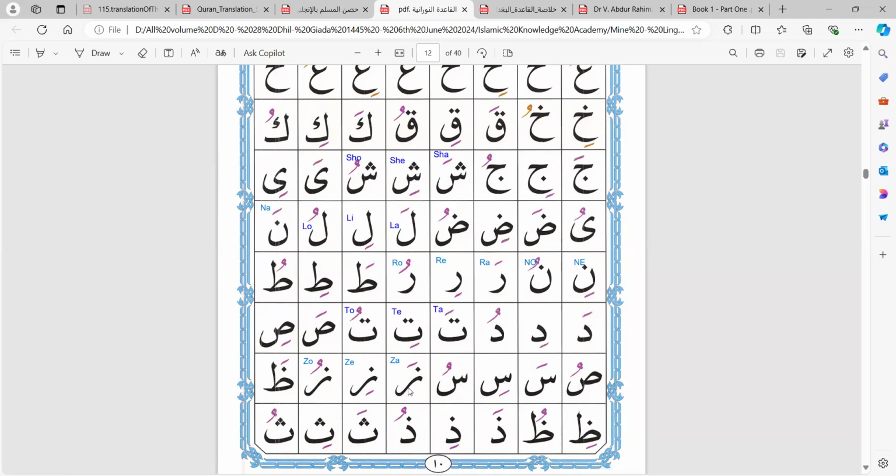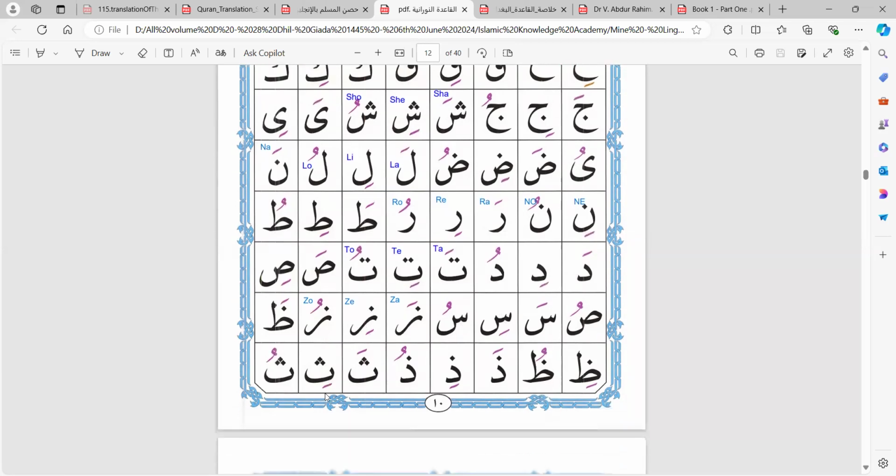Then we go to za, za fatha za, za kasra zi, za dhamma zu. Then we go to za, dhal and tha. We said these 3 letters, we use the tip of our tongue. It touches the edge of the upper 2 teeth. So here we have za fatha za, za kasra zi, za dhamma zu.